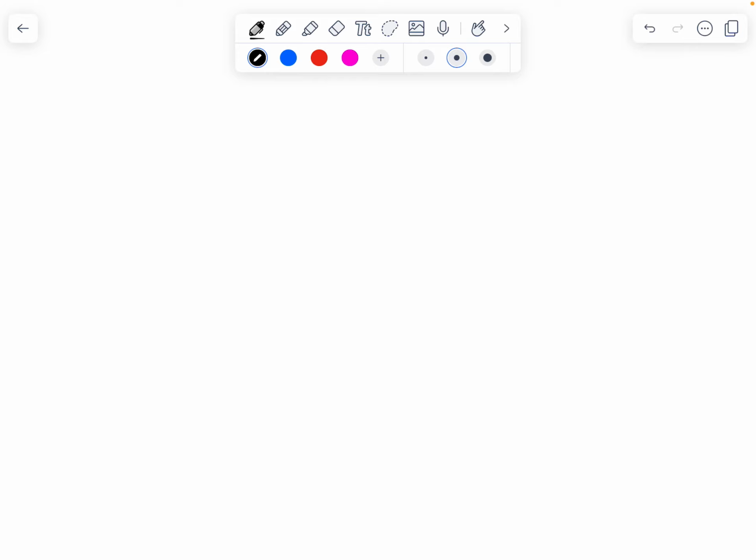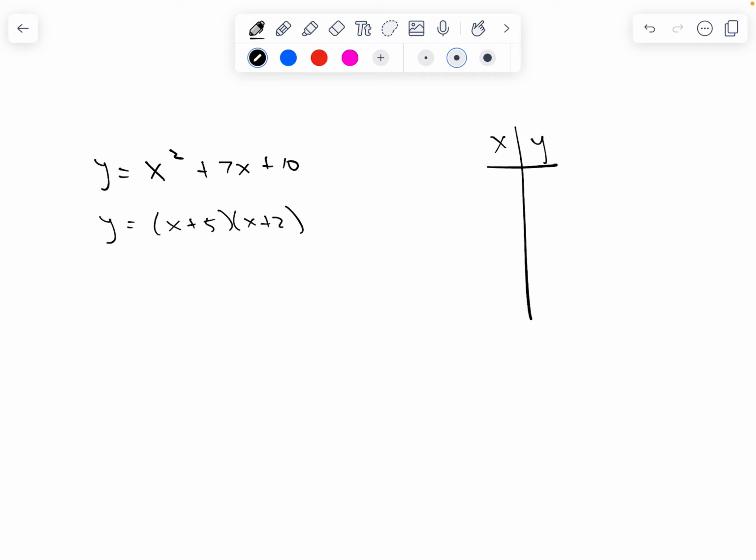Last video we talked about graphing and factoring quadratics, and just to review that really quickly, we had examples like this: x squared plus 7x plus 10. If we want to graph this, we can consider how it's factored. It's factored as (x plus 5)(x plus 2). And once it's in factored form, it's easy for us to see the values of x that produce a 0.